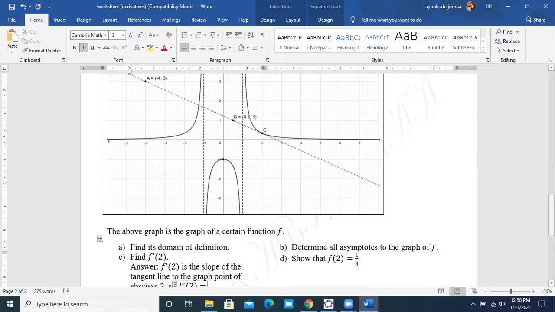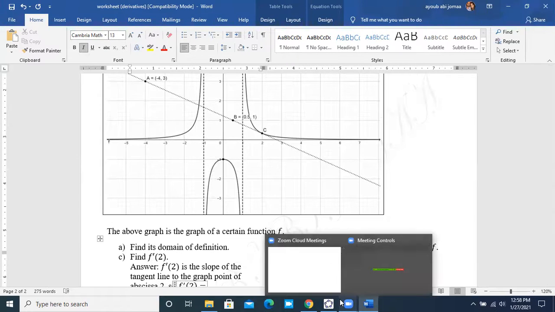Part D. Show that f of 2 is equal to 1 over 3.